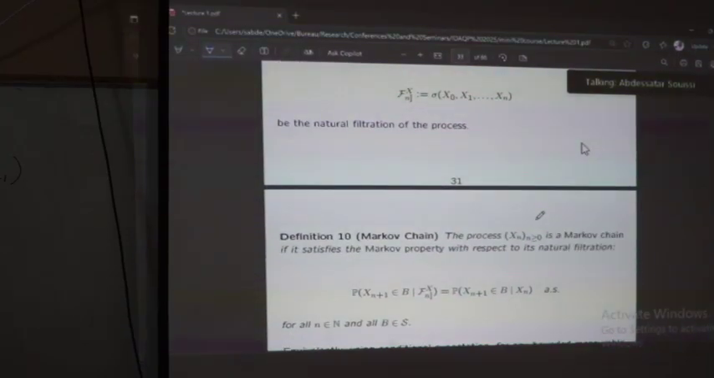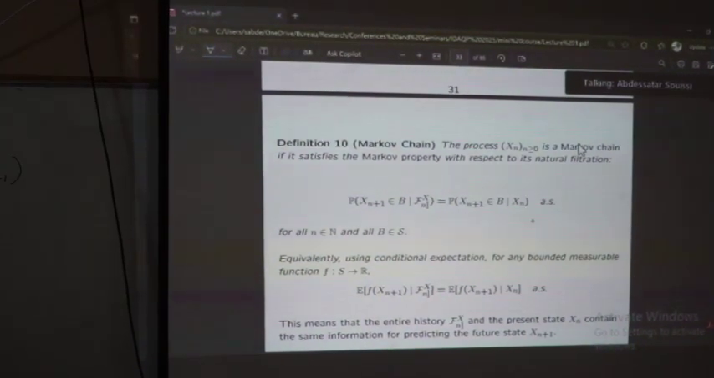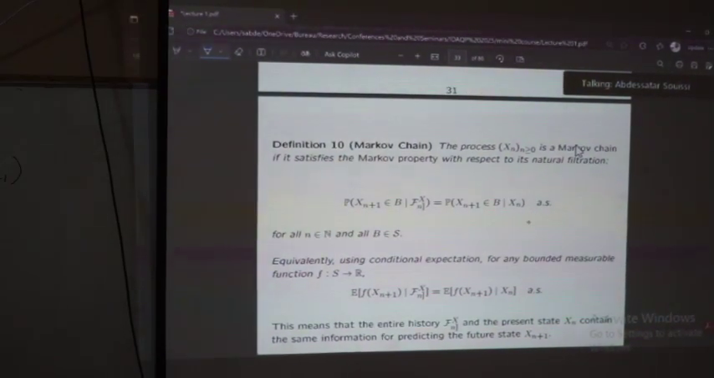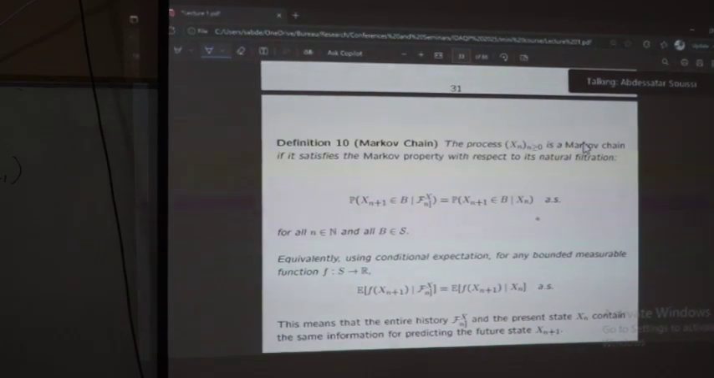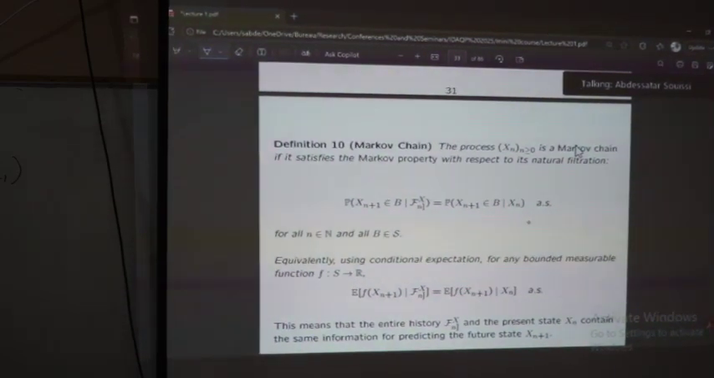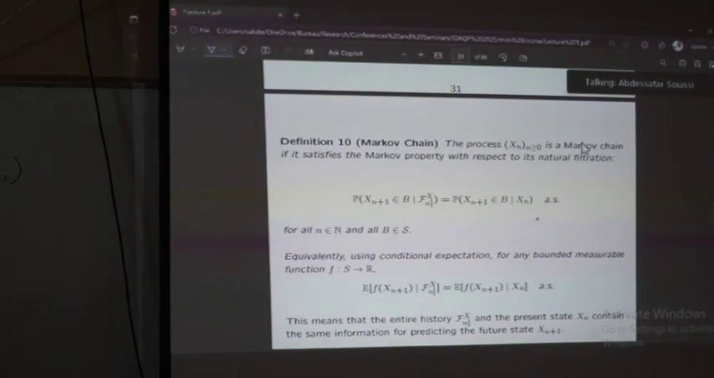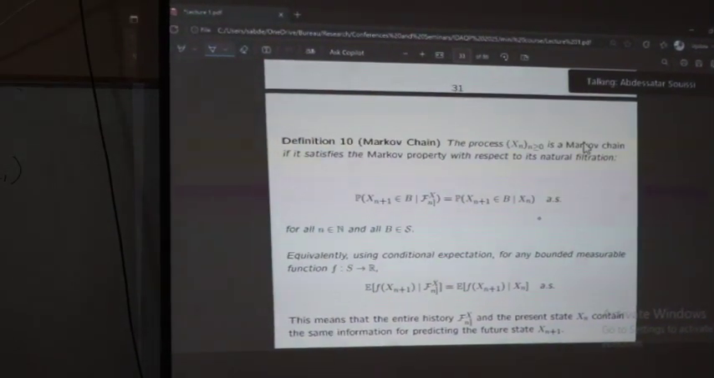And then we set the Markov property, which defines the Markov chain. The probability of Xn plus 1 belonging to a set B, given the sigma algebra generated by the past, X0 to Xn, is the same as the probability of Xn plus 1 in B given Xn.